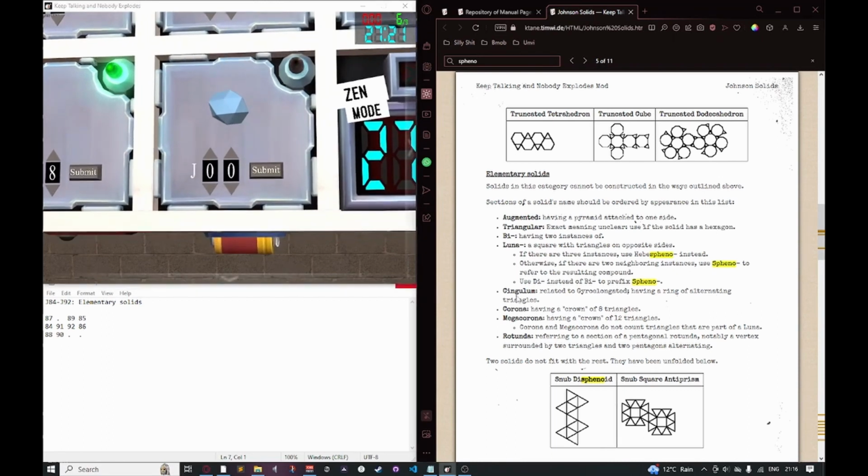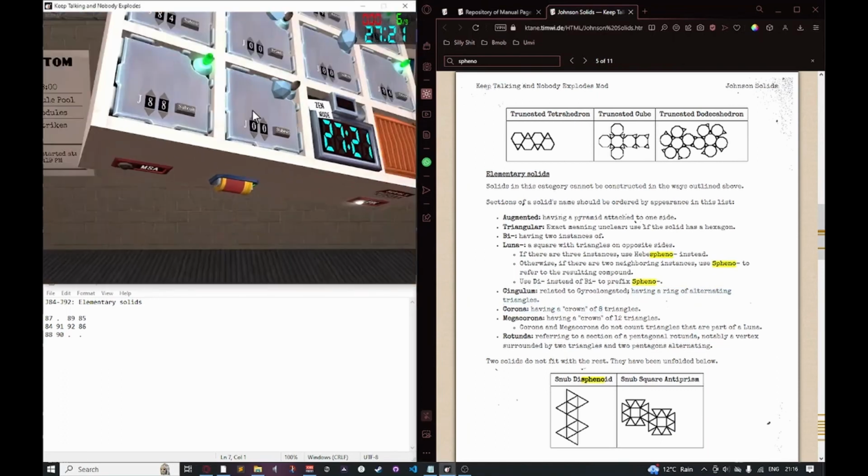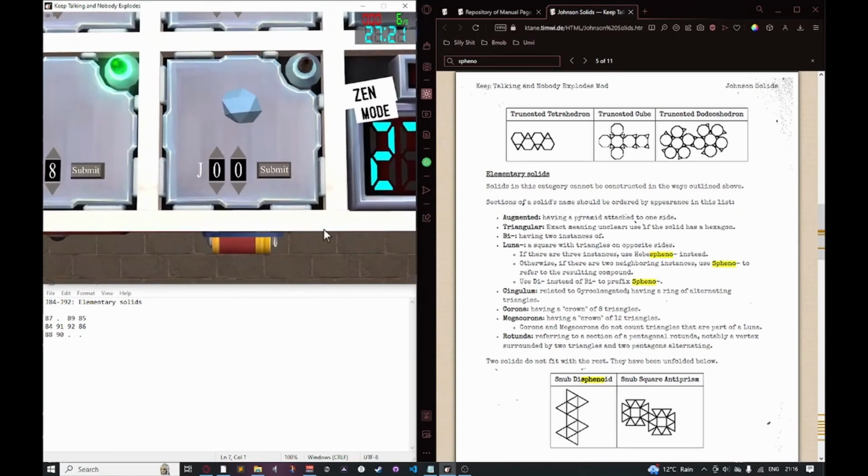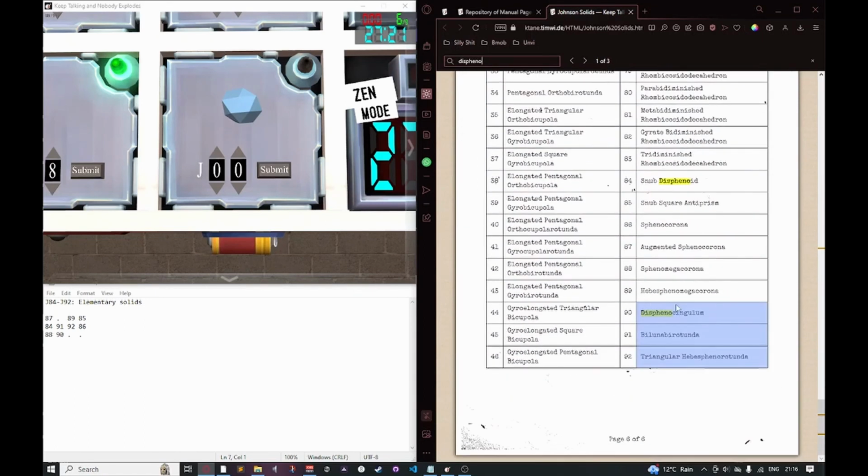And then we look, so this looks like gyroelongation connecting two halves. However, for elementary solids it's called a cingulum. This is related to gyroelongated, as I said. It has a ring of alternating triangles. As you can see, this is a ring of alternating triangles. You can't really see all around it, but this is a ring of alternating triangles. So we have a disphenocingulum, which is 90.